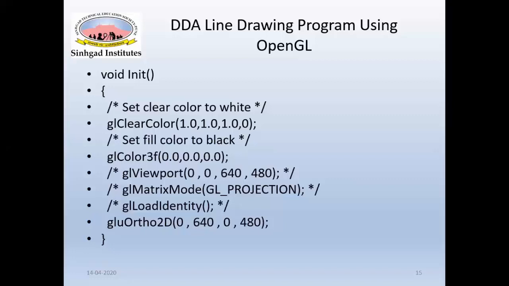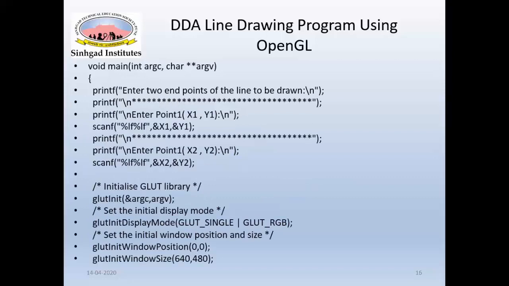Viewport and matrix mode with glLoadIdentity is not required as we are not using animation or 3D object rendering. So directly we are going to use gluOrtho2D, that is maximum x and maximum y for the graph which we are initializing on your graphics output window. So with this initializing of graphics output window, next we have our main function.